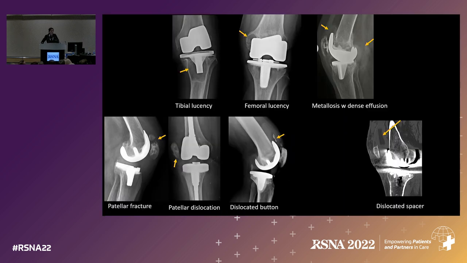So if you're talking about arthroplastic complications, there's a whole bunch of ways I could have gone with this, right? I mean, we could talk about peri-hardware lucency, so-called particle disease, right? Down here, these are all just patellar findings, right? A fractured patella, a dislocated patella, a dislocated patellar spacer, a completely dislocated TKA spacer, and we're not even out of the knee yet, right? This is all fascinating stuff as well.